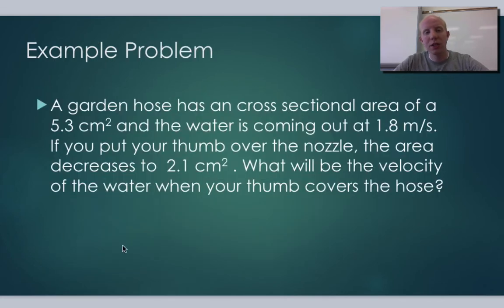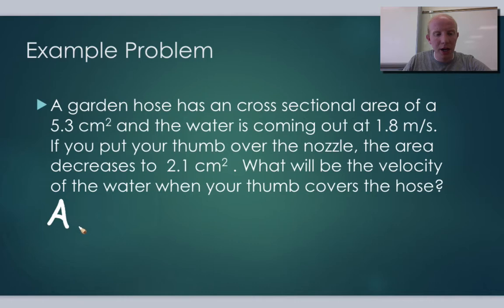So a garden hose has a cross-sectional area of 5.3 centimeters squared, and the water is coming out at 1.8 meters per second. If you put your thumb over the nozzle, the area decreases to 2.1 centimeters squared. What will be the velocity of the water when your thumb covers the hose? Well, let's determine a couple things.